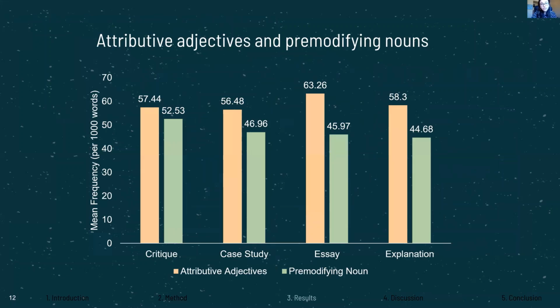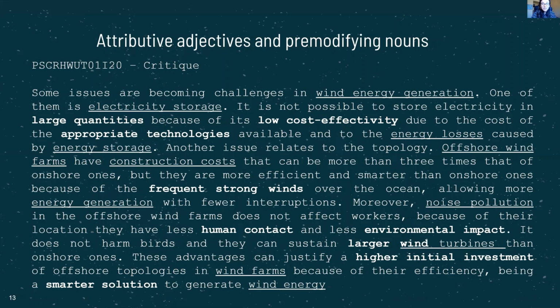So for the phrasal features, I looked at attributive adjectives and pre-modifying nouns. And we can see that attributive adjectives are more frequent than pre-modifying nouns across all registers. And we don't see a big difference in the mean frequency of these features across registers. But what I'm interested in is how they use them across registers.